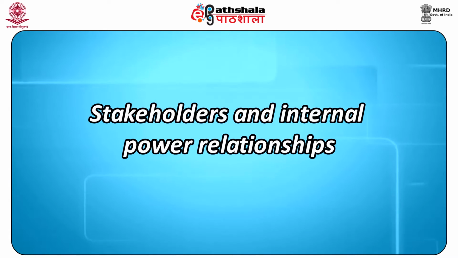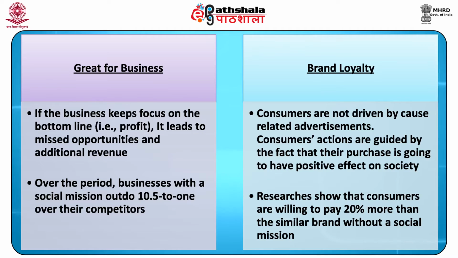Next, stakeholders and internal power relationships. Shareholders, creditors, employees, etc. affect the internal power relationships, which also affect the social orientations of the company. As suggested by Halal's model, a firm can only attempt to unify their diverse interests to come to a workable solution in creating value for distribution among members of the coalition. Next, great for business. If the business keeps focus on the bottom line, that is profit, it leads to missed opportunities and additional revenue. Over the period, businesses with a social mission outdo 10.5 to 1 over their competitors.